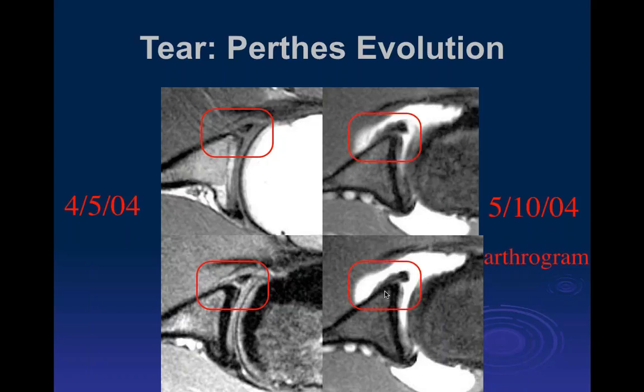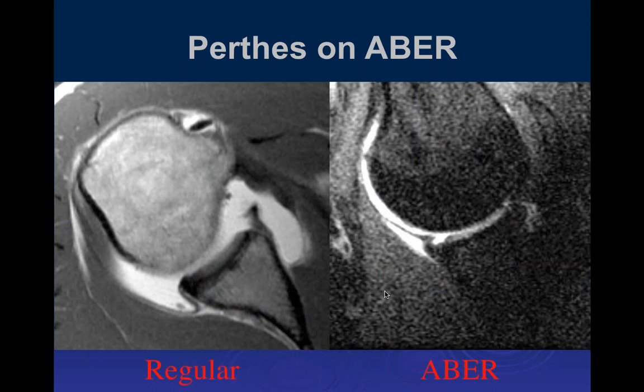So this is the evolution of a Perthes over 5 weeks. Okay, and you can also see this on an ABER view. Here's an anterior labral tear here. We can see the periosteal attachment is still intact. This is on the regular view. When you go to the ABER view, you can see the separation of the labral tear and the thickened periosteal attachment.